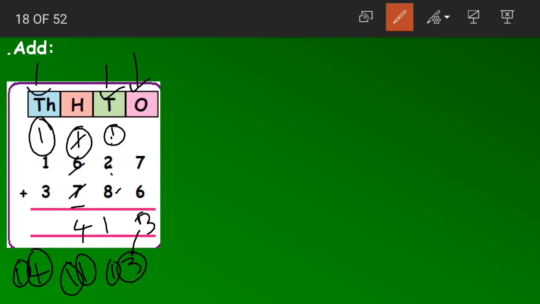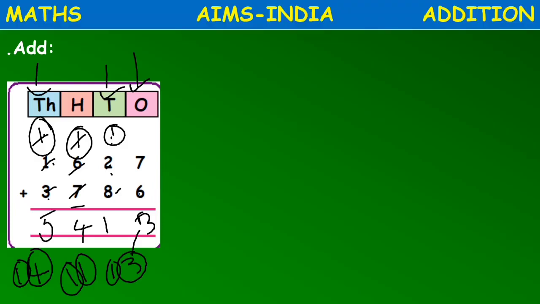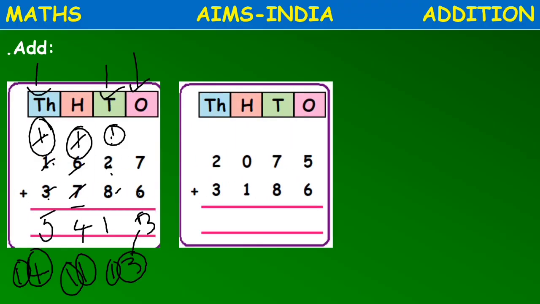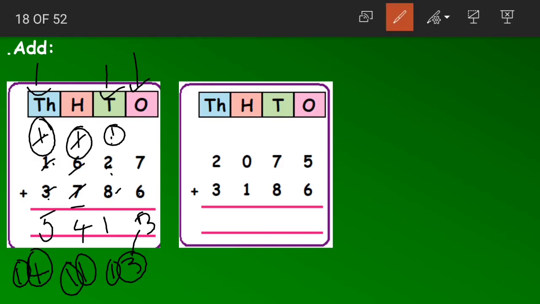And lastly in the thousands place we have 1, 1 and 3. 1 plus 1 becomes 2. 2 plus 3 becomes 5. So the answer is 5413. Yes children? Yes. Moving on to the second question.